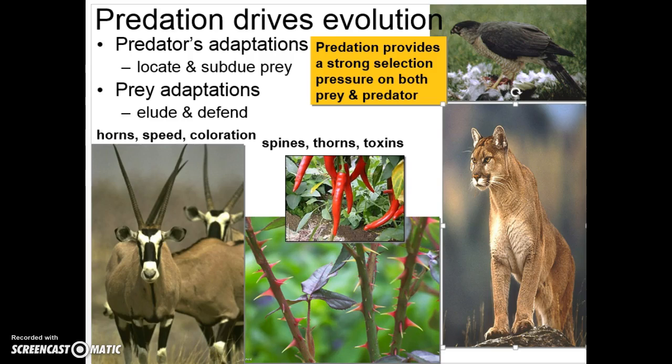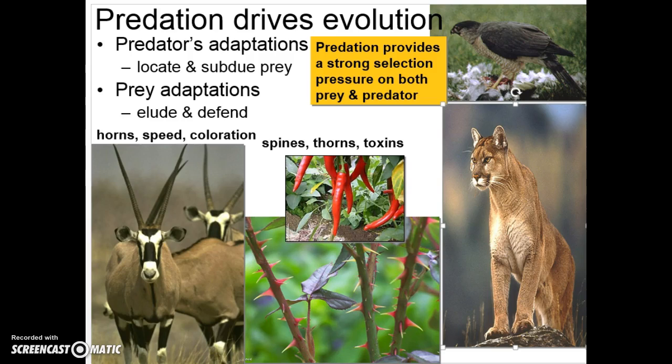So predation is really important, especially when we look at its role in evolution, because it provides a strong selection pressure, which, when I say that, I mean natural selection pressure on both the prey and the predator. So a predator's adaptations are going to be favored or naturally selected if they help them locate and subdue prey more efficiently. So things like ability to move quickly, they tend to be agile and fast, ability to lie in ambush, use of camouflage are all adaptations that a predator is going to take full advantage of.